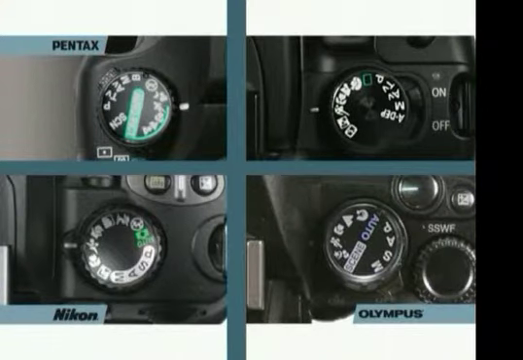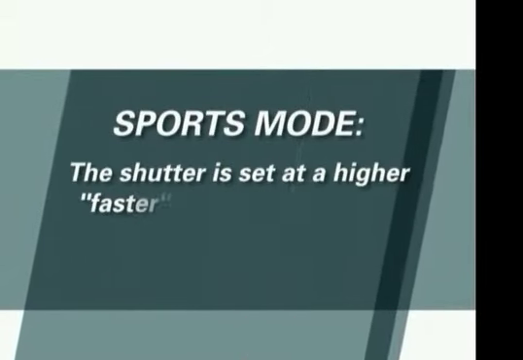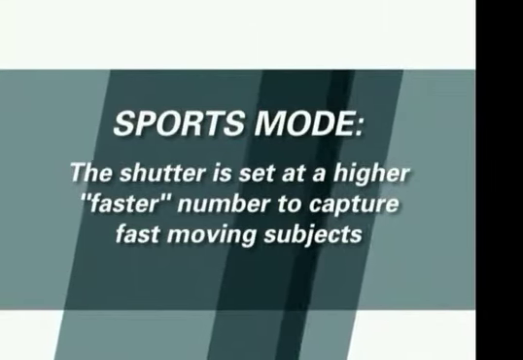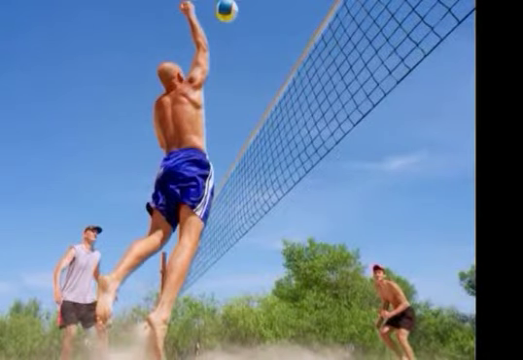The next mode is the sports setting, represented by the action figure. In this setting, the camera's shutter will be set at a higher, faster number in order to help capture fast-moving objects with minimum motion blur.